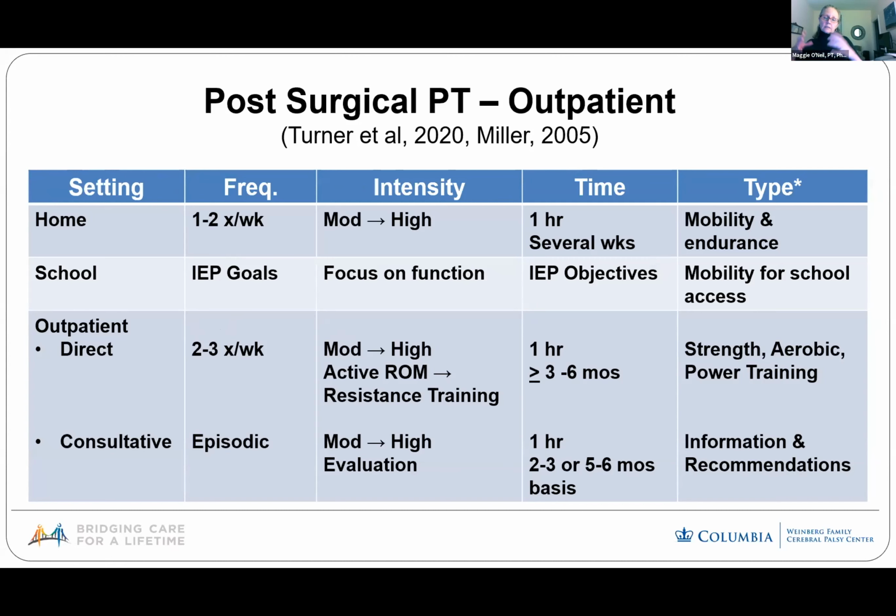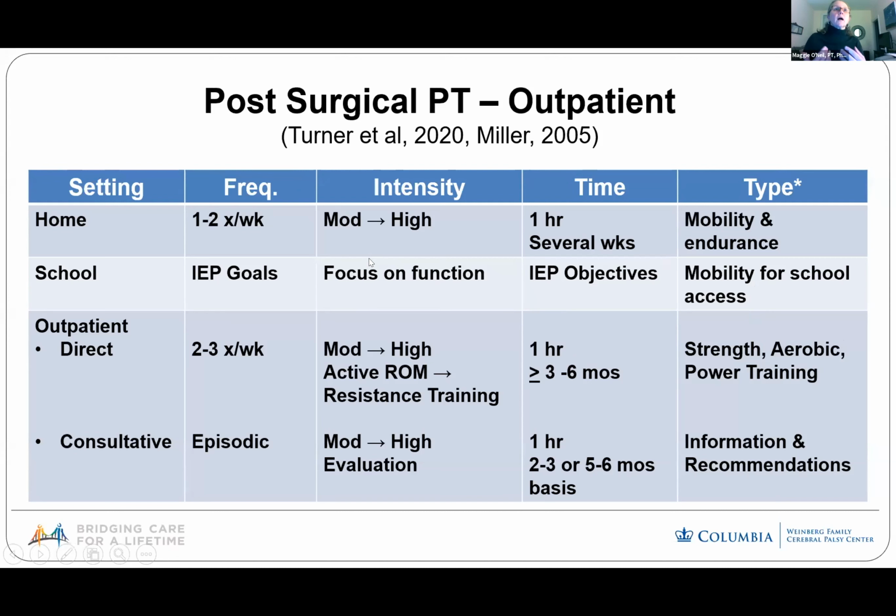We are working in more of a medical model in the outpatient clinical settings than we are in the school setting, because the object of school is to follow the IEP goals and objectives and to enhance mobility so the child can access their environmental needs and can access their school setting. So I think we just have to keep that in mind when we're setting up the intensity.